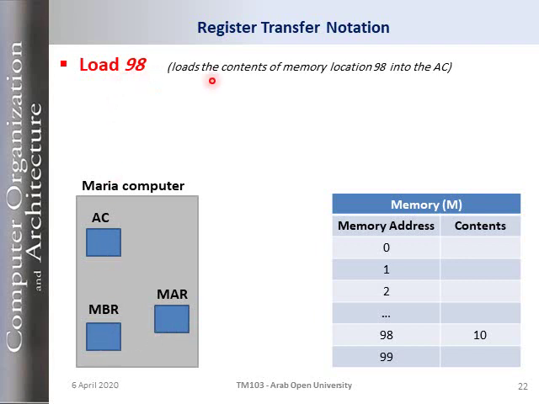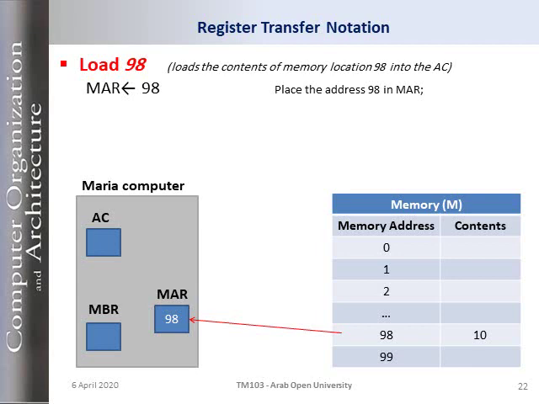Load 98 means load the content of memory location 98 into the accumulator. What do we have in 98? We have the content 10. So this 10 should move to the accumulator, but it's not done that simply. We have to follow the steps. So first, 98 will be stored in the memory address register.